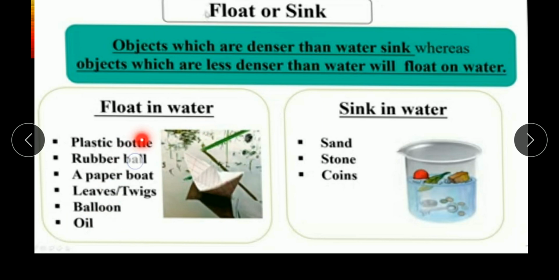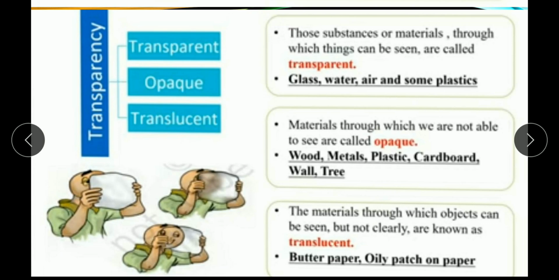ये पानी में क्या करते हैं? फ्लोट करते हैं, तैरते हैं. Whereas sink कौन से करेंगे? Sand, stone, coin. So what we have learned? The objects which are denser than water will sink and the objects which are less dense than water will float on water. Now, according to the transparency, it is divided into three categories: transparent, opaque, translucent.